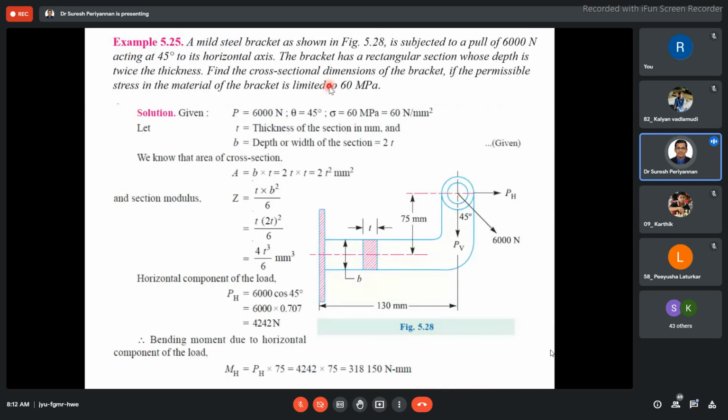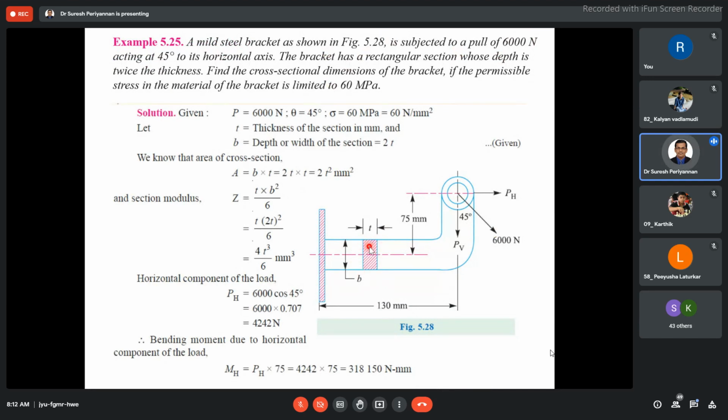A mild steel bracket, as shown in the figure, is subjected to a pull of 6,000 Newton. Here the 6,000 Newton is acting at a 45-degree angle of orientation on the top of the bracket, to the horizontal axis. Now the bracket has a rectangular cross section. The depth is given as twice the width. I mean, the depth by width ratio, d by b, is equal to 2.